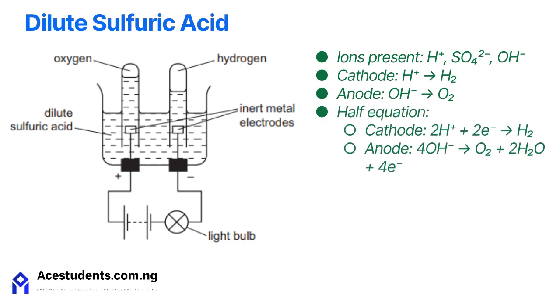At the cathode, 2 hydrogen ions plus 2 electrons give hydrogen gas. At the anode, 4 hydroxide ions form oxygen gas, water, and 4 electrons.